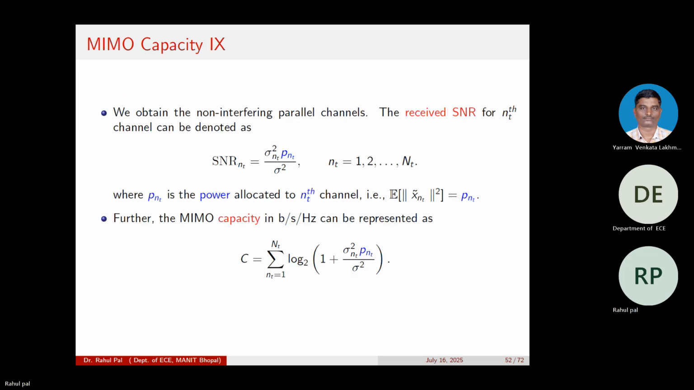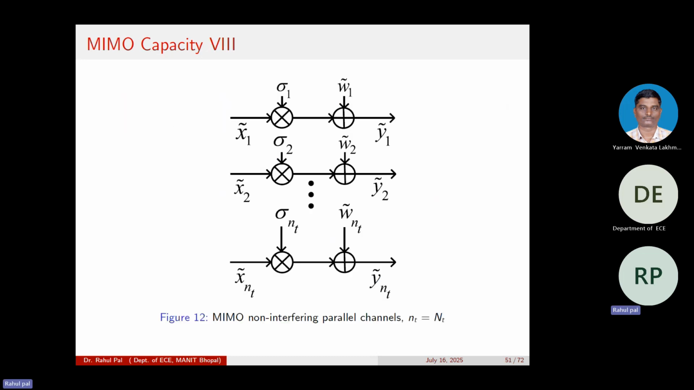Now we can evaluate the channel capacity. For each channel, we can calculate the signal power and the noise power. The total channel capacity is the sum of the individual channel capacities. So this is the total channel capacity. Here you can see sigma 1 is the channel gain of the first channel, and sigma 2 is the channel gain of the second channel.